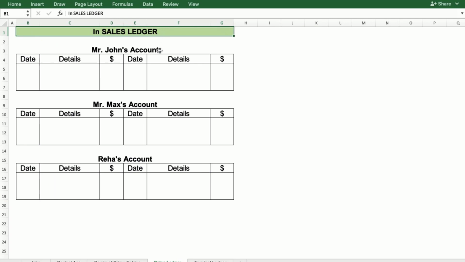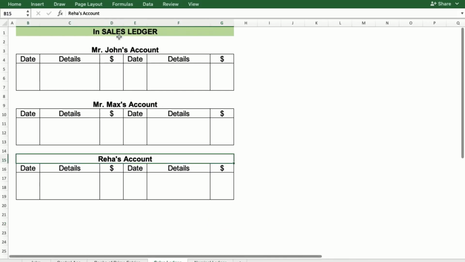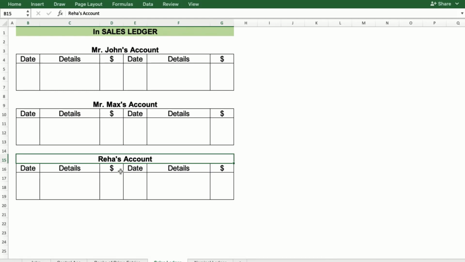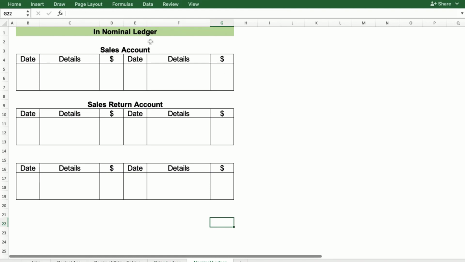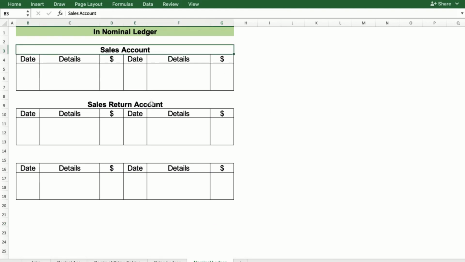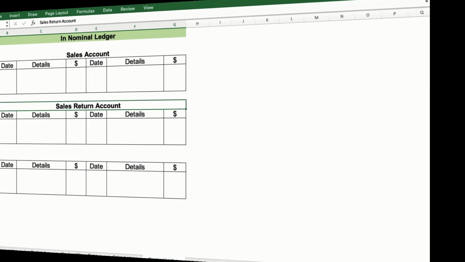We know that in the sales ledger, we open personal accounts of customers, or you can say trade receivables. And in nominal ledger, we open the remaining accounts other than personal accounts of customers and suppliers. So here I have opened two ledgers: sales ledger, which has the customers' accounts, and then nominal ledger. And in nominal ledger, I have opened two accounts, sales account and sales return account. So let's see the ledger posting.